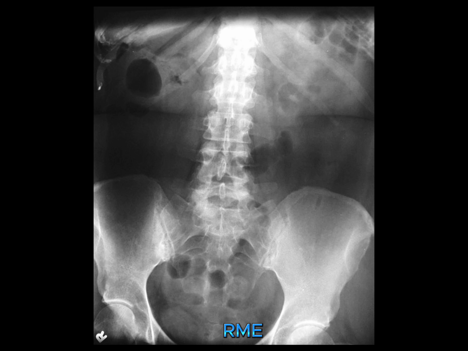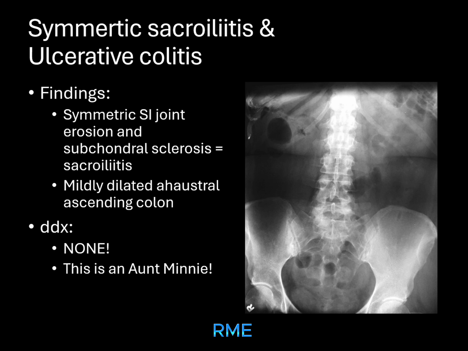This image shows symmetric sacroiliac joint erosion and subchondral sclerosis, along with a mildly dilated ahaustral ascending colon. This is indicative of symmetric sacroiliitis associated with ulcerative colitis. The combination of bowel and joint involvement points to this diagnosis. No differential diagnosis is needed here. It's another Aunt Minnie. To further evaluate, a colonoscopy with biopsy is necessary to assess the extent of colitis.